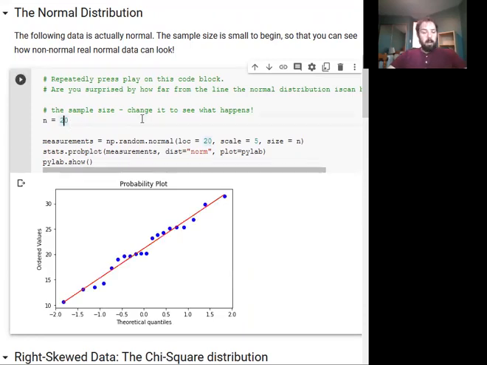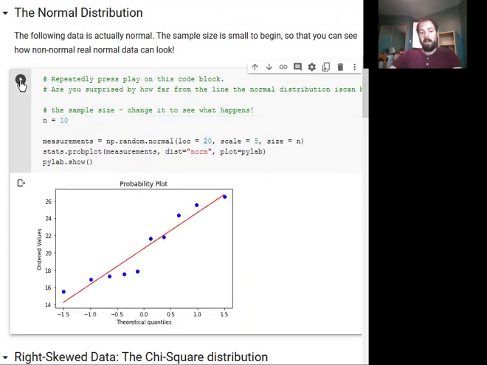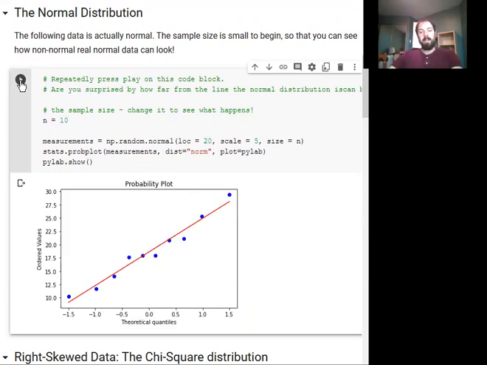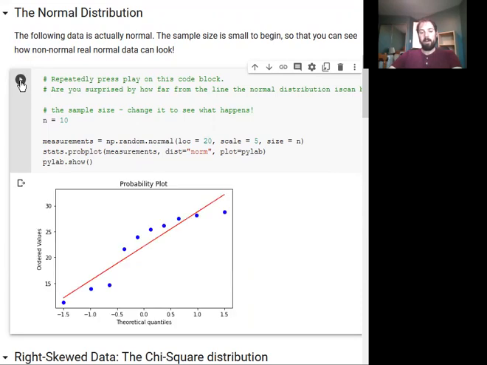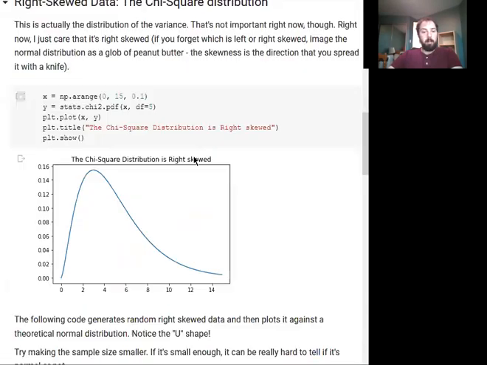What you can do with this code, again, you will have a link to it and you can change this yourself. You can make n really small, so n equals 10, and then you can see it's not often that you get something that looks perfectly normal. Points aren't going to be perfectly on the line. Here, I'm just going to leave it at this one. This one kind of has this downward curve shape. So I'm going to leave that there. You can make this really large and see how large sample normal distributions look.